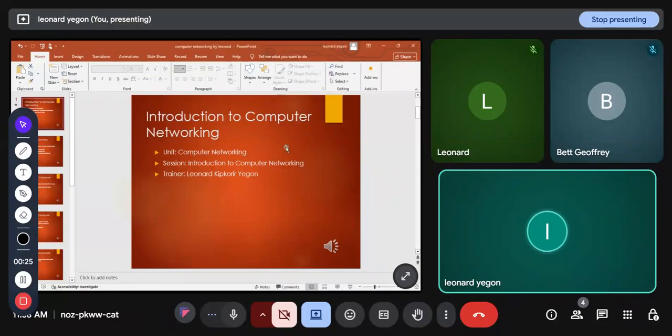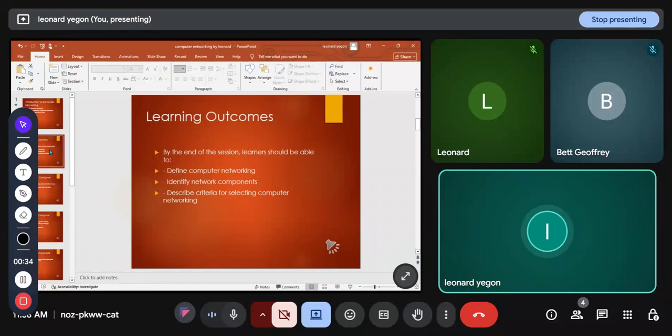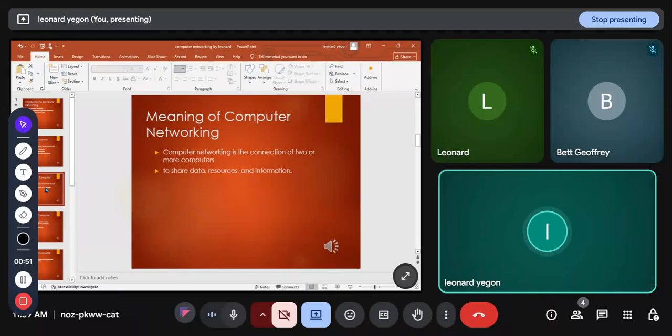Now, as we are talking about computer networking, by the end of this lesson, you will be able to define computer networking, identify the components, and also describe the criteria for selecting a computer network. Now, let us see the introduction by defining computer networking.